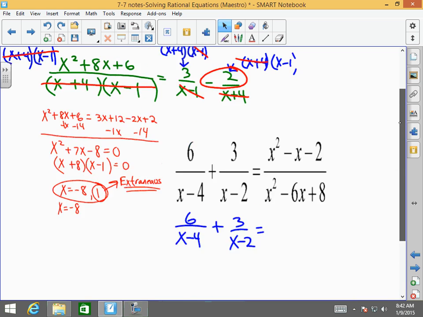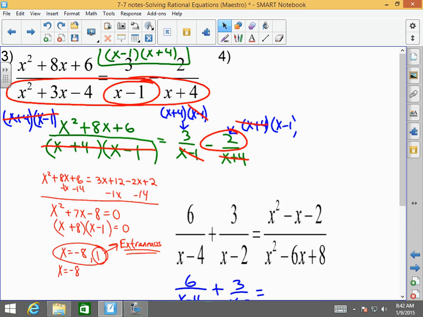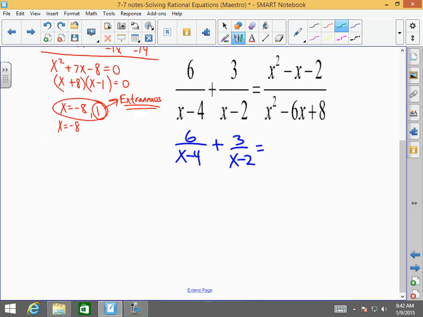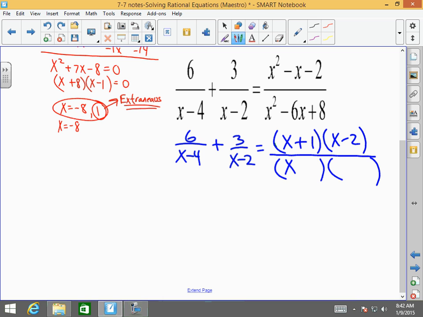Well, we had that situation already. If you were to multiply these two together, it gives you this. So you're still going to multiply by the LCD. Good question, sir. Okay, so this is going to equal, and actually up here I can factor this out this time. Yep, x plus 1 and x minus 2 over x minus 4 times x minus 2. Great job, guys.